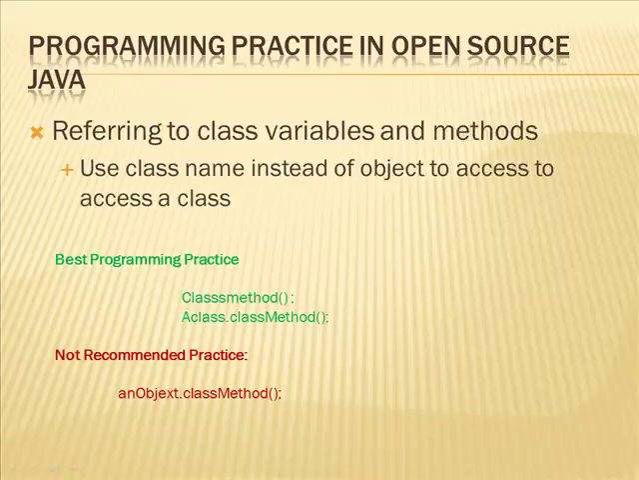Second is references to class variables and methods. Avoid using an object to access a class static variable or static method. Use the class name instead, for example. So we can see the best practice for accessing a class, and the not recommended practice. You can see you can't just call a class based on objects.